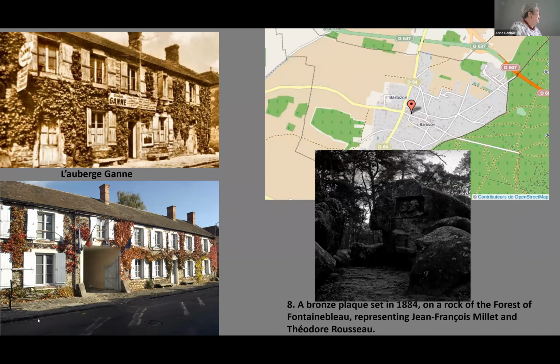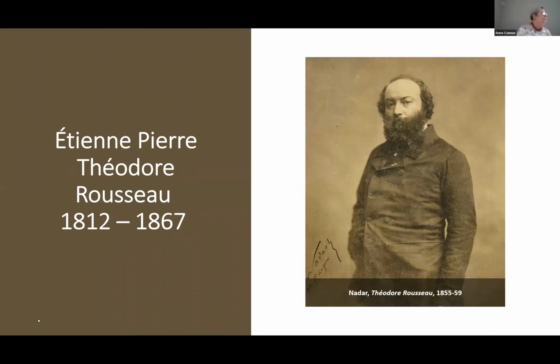And here is a bronze plaque set in 1884 on a rock that represents Jean-François Millet and Théodore Rousseau, some of the Barbizon painters. Here's the size of the small village at the time of Barbizon and where the auberge is located. We're going to see these different figures. Most of them really struggled during their life, and the value of their paintings went up 4 times after they died. But very, very often they struggled a lot.